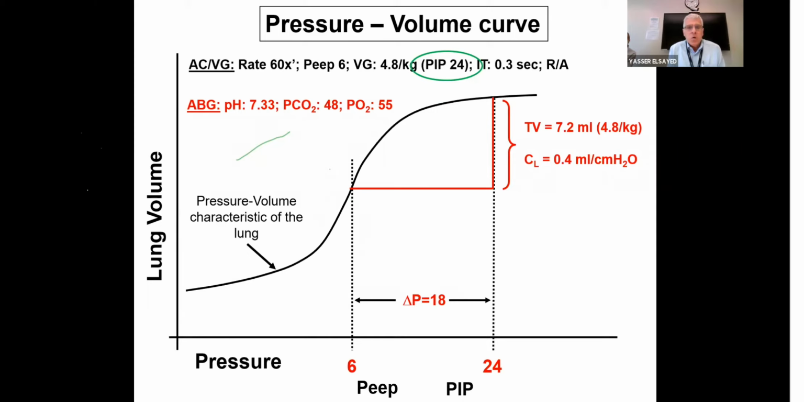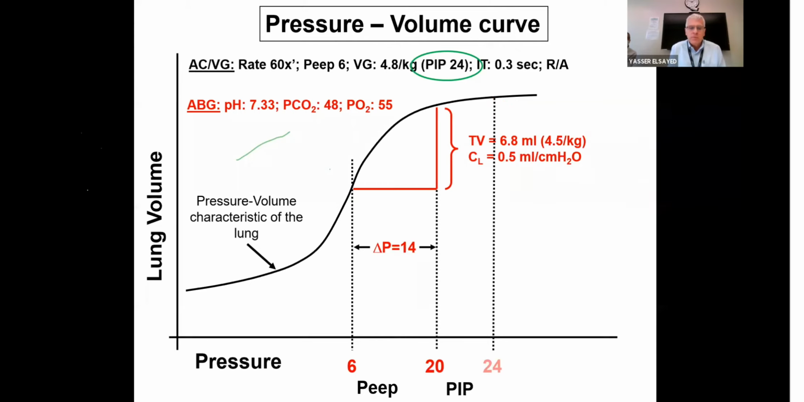So how do you fix this? What do you do? If you can answer me, we'll see if you know what the answer is. But what I will do is decrease the volume. So if you decrease the volume, let's say just slightly, from 4.8 to 4.5, you're going to need only a PIP of 20. So now your delta P is only 14. You haven't changed the PEEP, but you have moved those lungs to a lower part of the curve. So you're not overdistending those lungs anymore. So your compliance is now better, it went from 0.4 to 0.5.